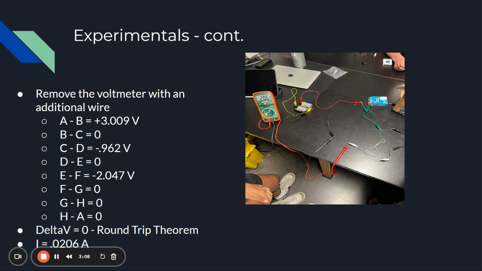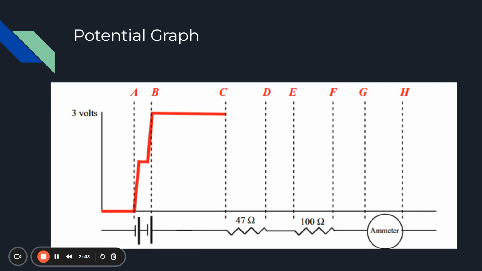Now, what if we remove the voltmeter and replace it with an additional wire? Well, we can see that from A to B we got 3.009 volts, B to C, 0, C to D, negative 0.962 volts, D to E, 0, E to F, negative 2.047 volts, and then the rest being 0. Now, this proves the round trip theorem because we saw that our volts ended up at 0 if we summed them all up. And our current, again, was 0.0206.